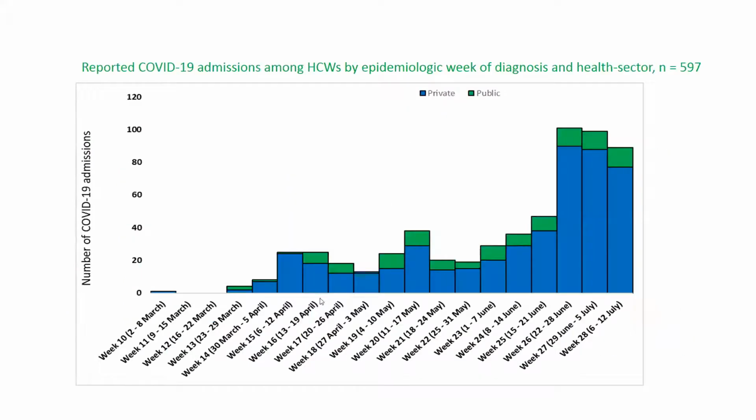This is the epidemic curve, admissions by week, and you can see that since May 31st, around June, there has been a very large increase in admitted healthcare workers, and I guess that follows the national trend because we have seen from Wasile's presentation that there has been an increase in the national admissions as well.